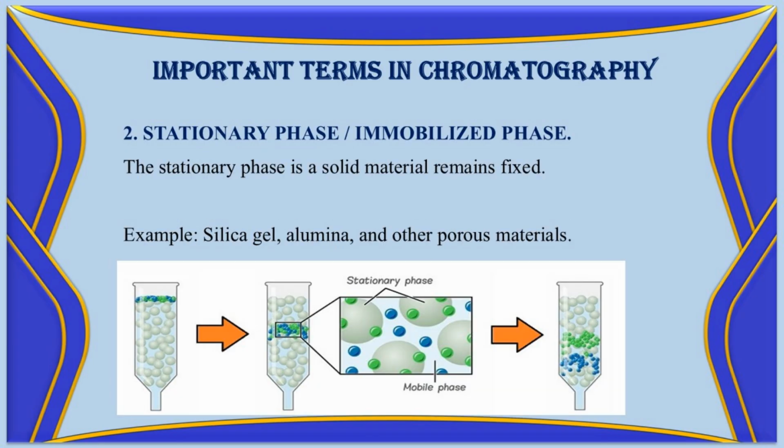The second term is stationary phase or immobilized phase. The stationary phase is a solid material which remains fixed during the separation process, providing a surface for the mobile phase and the sample to interact with. The stationary phase may be a solid, gel, or liquid which is immobilized on an inert surface. Examples for stationary phases: silica gel, alumina, and other porous materials.